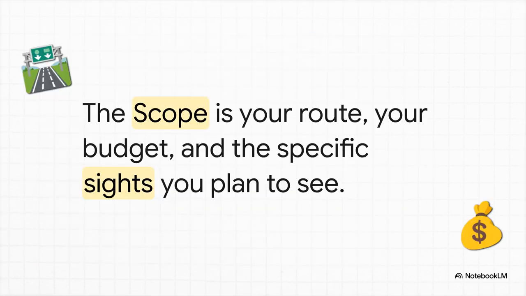In our road trip, the scope is your turn-by-turn navigation. It's the specific highways you'll take, it's the budget you set for gas and food, and it's the list of sites you plan to stop and see. It is your detailed itinerary that makes the trip real.